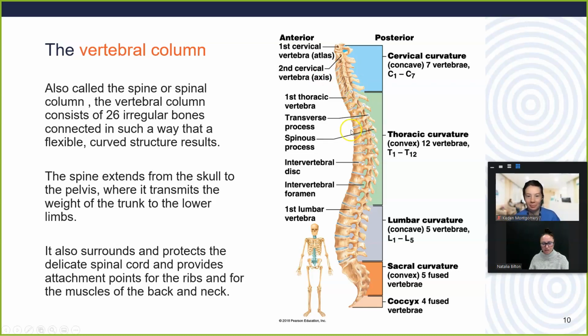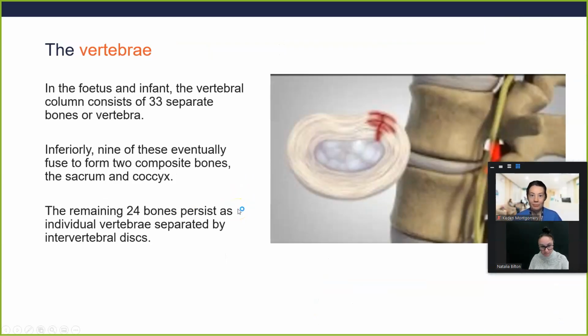All right. Oh, the other important thing about the vertebral column is that you have muscles that attach to it. So if you have a muscle that is too stretched or too contracted, it can shift your vertebral column and throw your whole posture out of whack. I learned that the hard way.